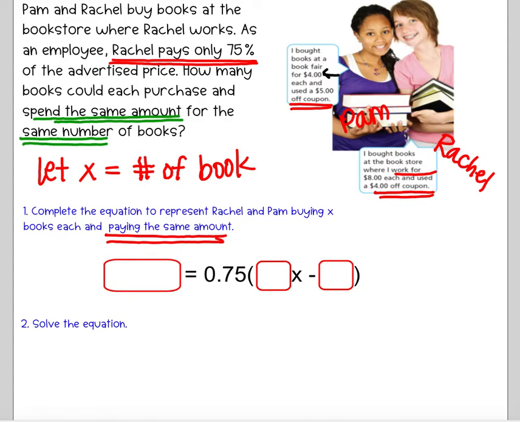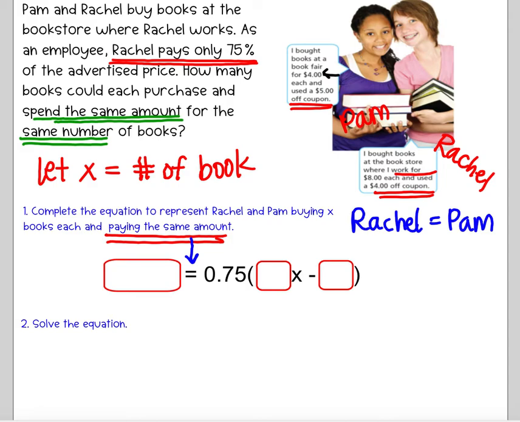So what's happening here? They're both buying the same number of books, whether they both buy 4 books, 5 books, and they're spending the same amount. What does that mean algebraically if they're spending the same amount? Well, it means they're equal. Whatever Rachel pays, that's going to equal whatever Pam pays. So we need to write expressions for both Rachel and Pam. So I've started the equation off here for you.